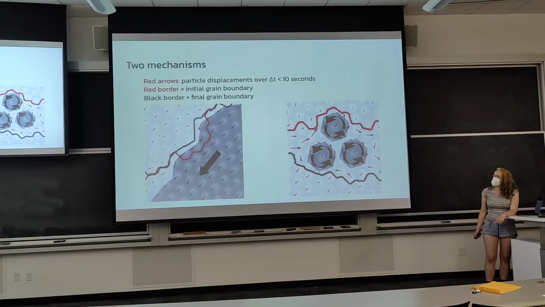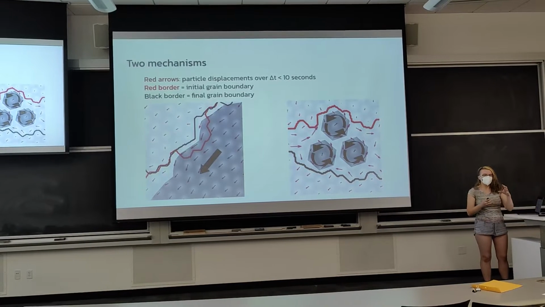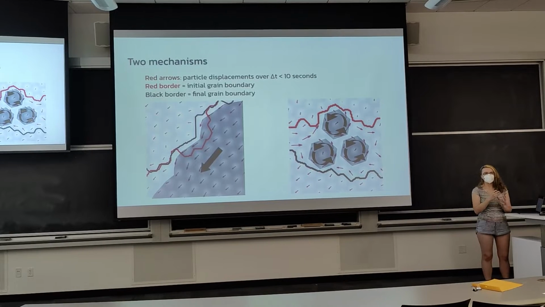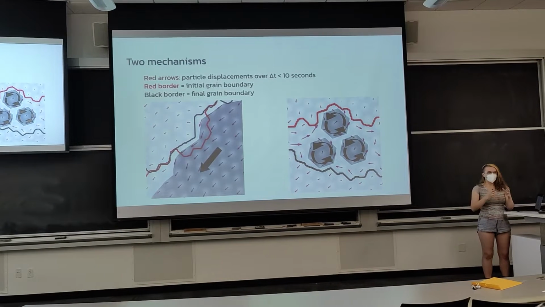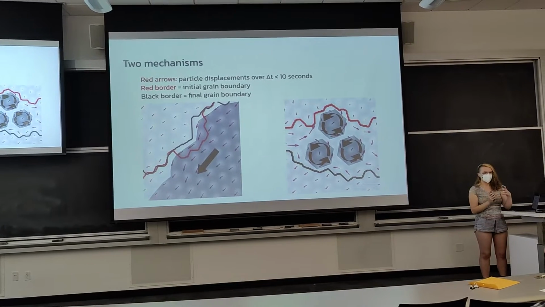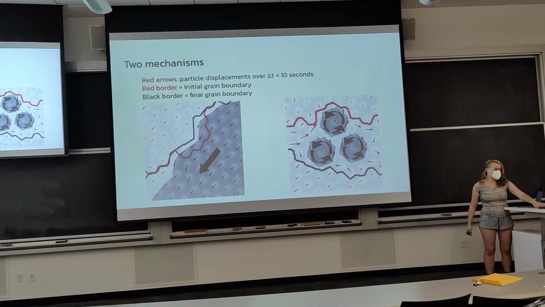Whereas on the right here, we have groups of particles spinning together in a coordinated motion to align themselves and cross the grain boundary through a rotation rather than through linear displacement.